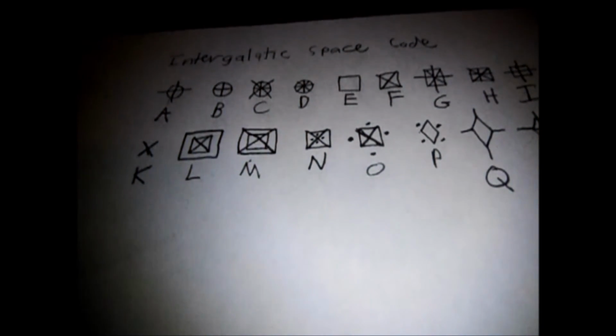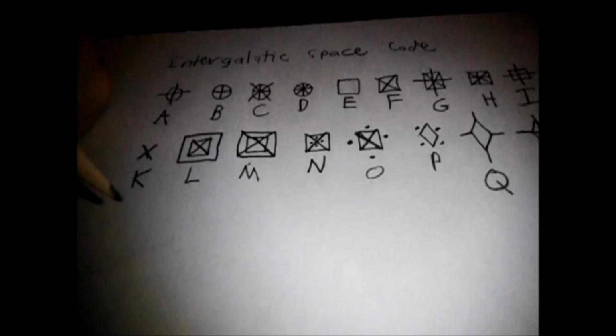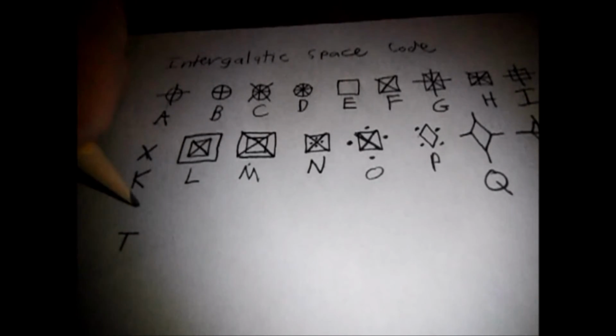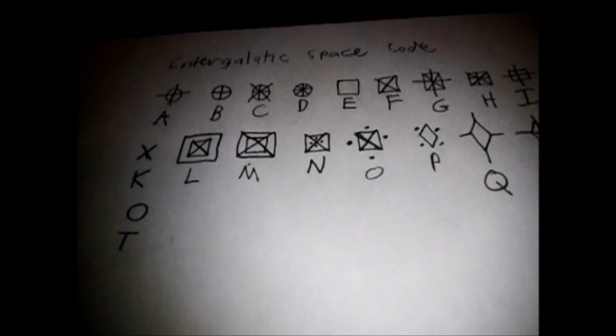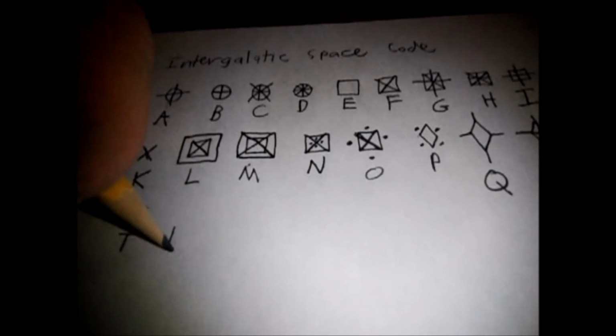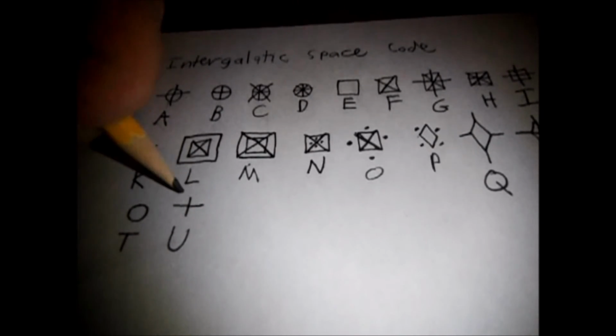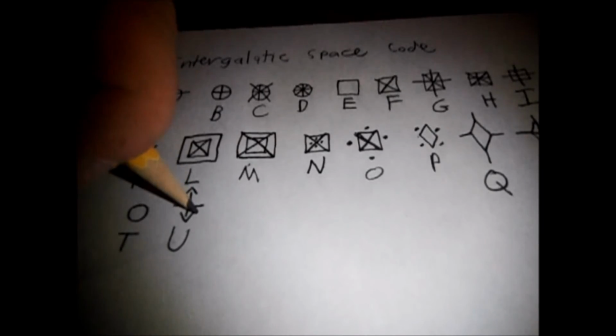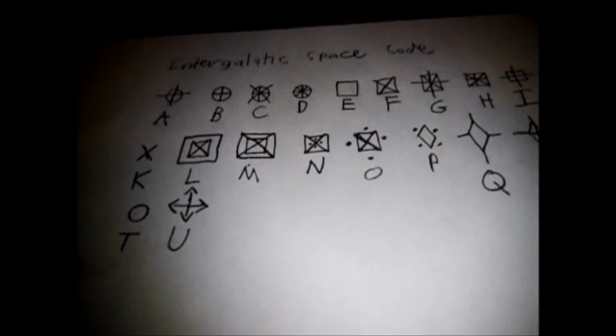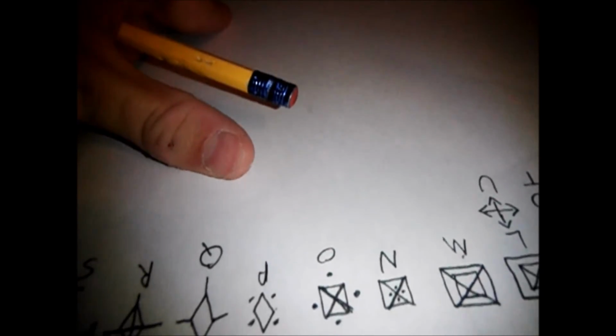Now I went through a couple rough drafts of T, but since T is a common letter in the English alphabet, it's basically just a blank circle, and easy to read. Then next we have U, which is basically kind of like a compass for directions. This is a suggestion to NASA. Hopefully the astronauts will use something like this in the future.